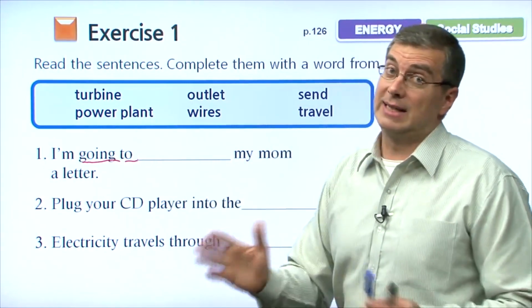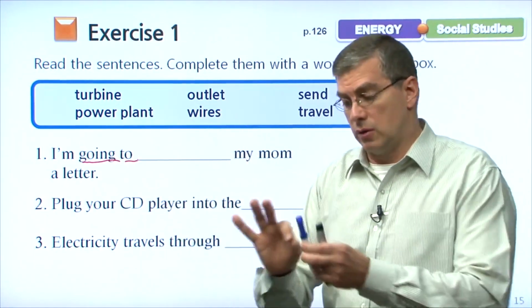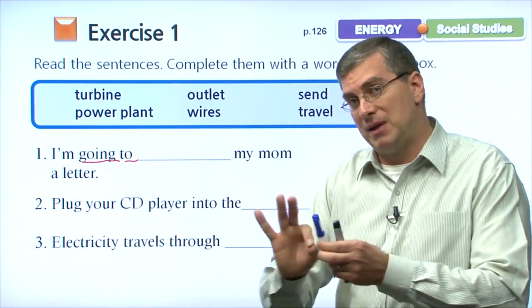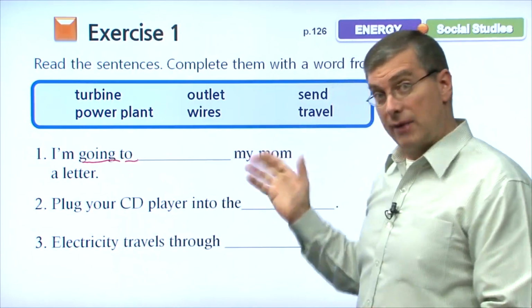Power plant, that's a noun. That's a building, right? Wires, that's a noun too. Those are the pieces of metal where electricity goes through. Travel, travel is a verb.